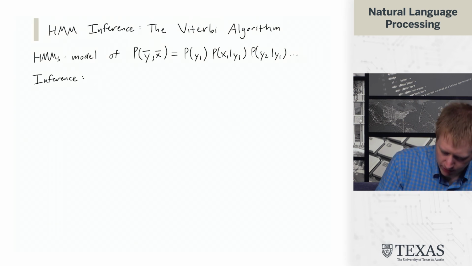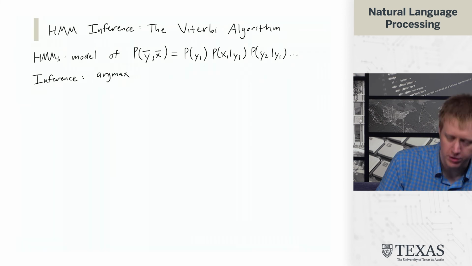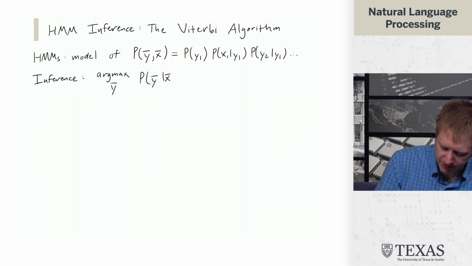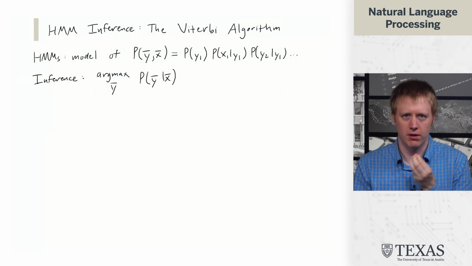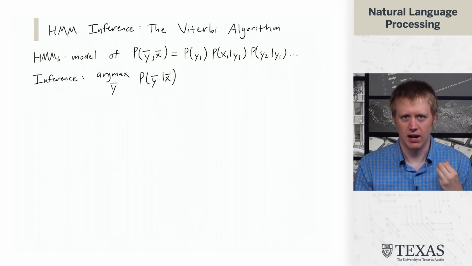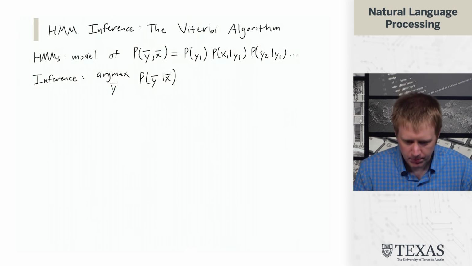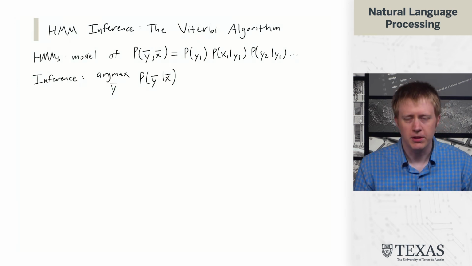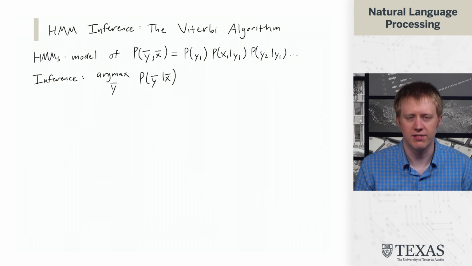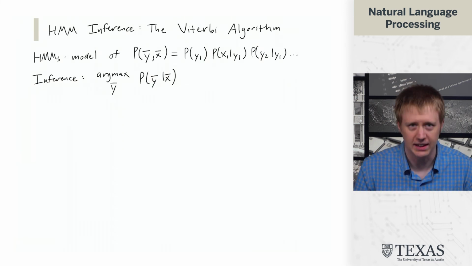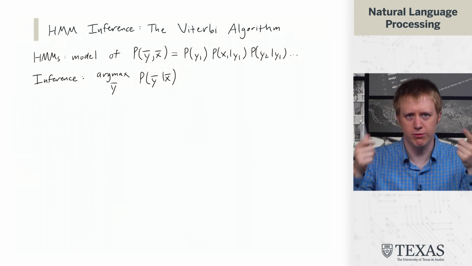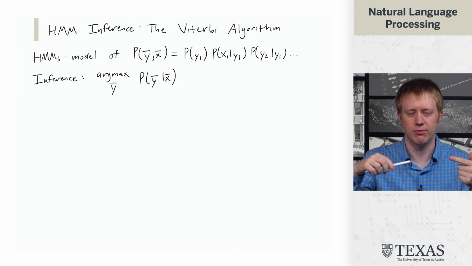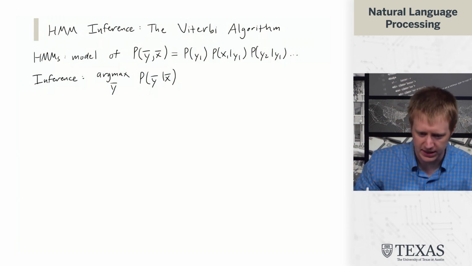But the thing that we really want to compute for inference, especially from the perspective of a task like part-of-speech tagging, is the argmax over y of P of y given x. That is to say, given a sentence, what is the most likely part-of-speech tag sequence that could have produced that sentence? So this is a little bit tricky because our model is kind of set up in the other direction in some sense. Like it kind of generates a sequence of y's and then generates x's conditioned on those y's. How do we flip it around to actually figure out what the most likely y's are given the x's?